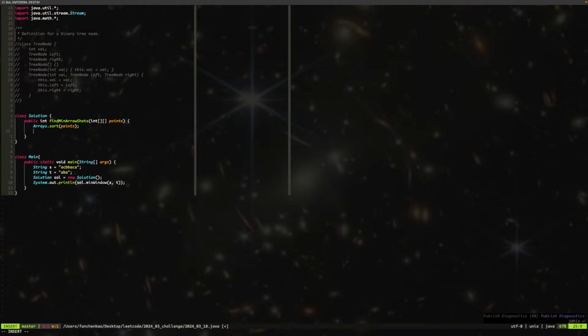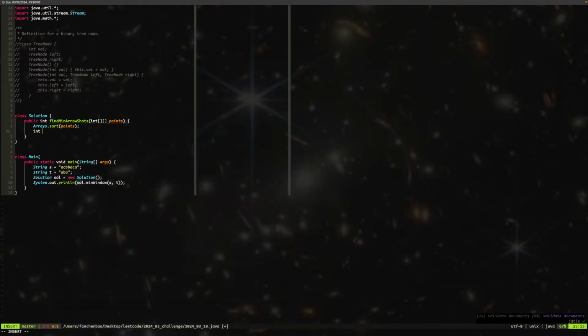Anyway, what we're going to do is take the first one, and then for each one we compare the start. If the next one's start is smaller than or equal to the current one's end, that will all be one arrow, and until it's not, we reset to a new one. So what we need is an index.